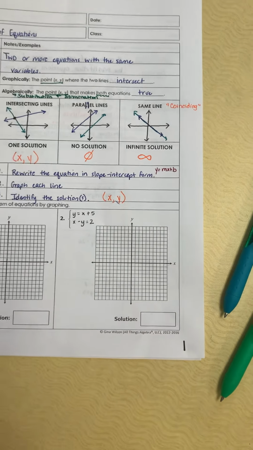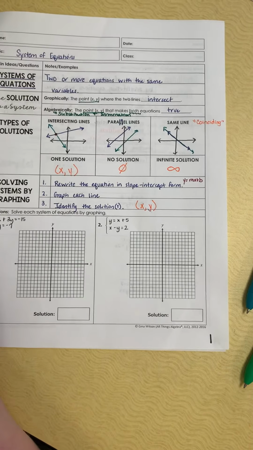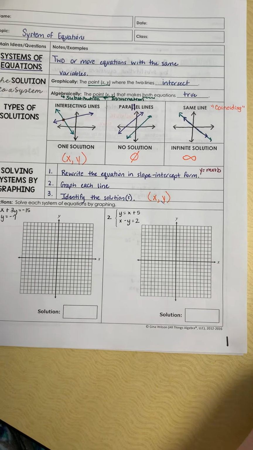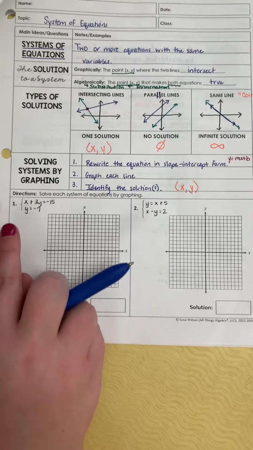Solutions are written as (x, y), because we hope the lines will intersect on a graph at a point, meaning the solution has to be a point. Okay, first one, here we go.